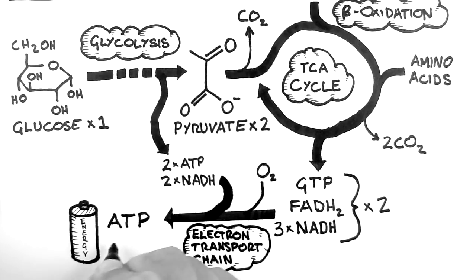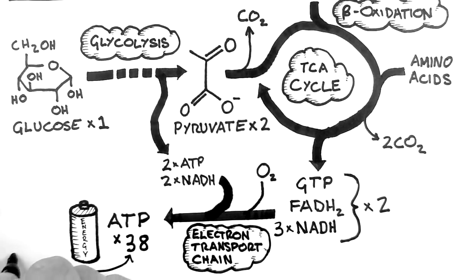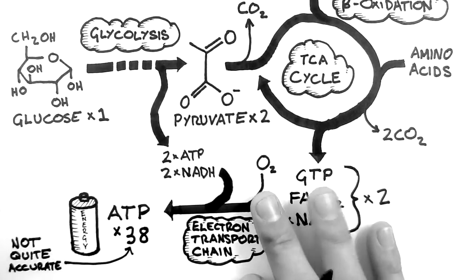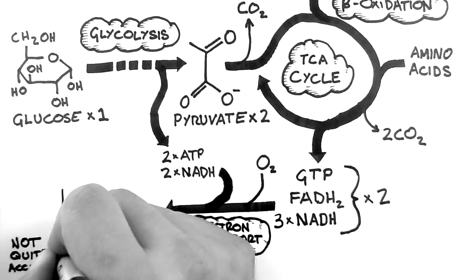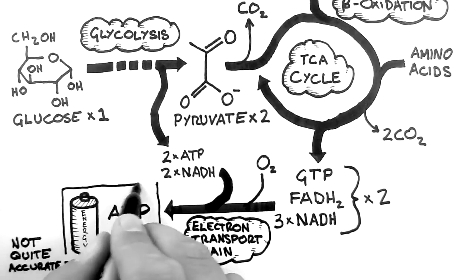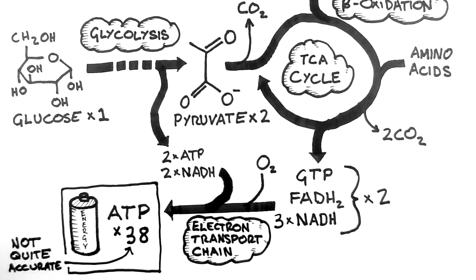All in all, one molecule of glucose can create a maximum of 38 ATP. However, this is not really an accurate number, as some of the energy is used moving all these molecules into different parts of the cell, so the actual number depends on how you decide to count the ATP. And that's an overview of cellular respiration. In the next video, we'll have a look at the details of glycolysis.